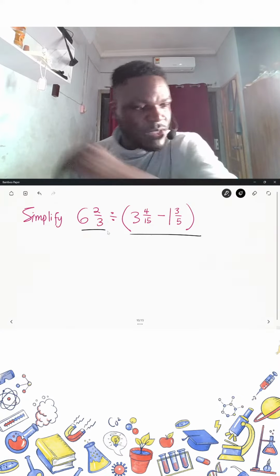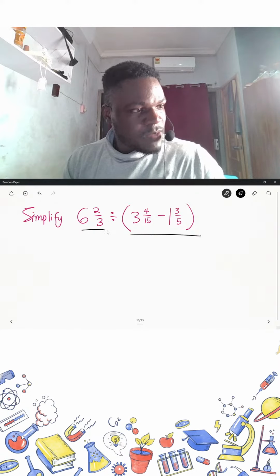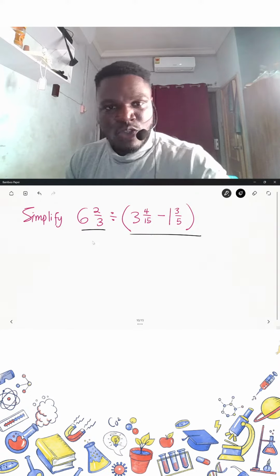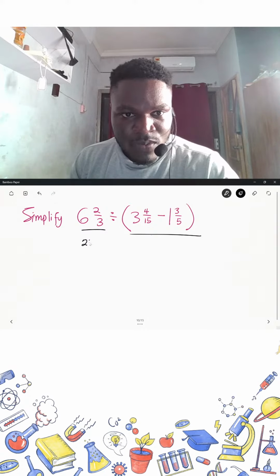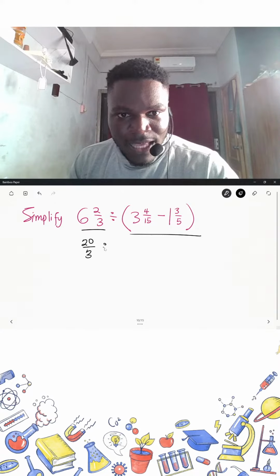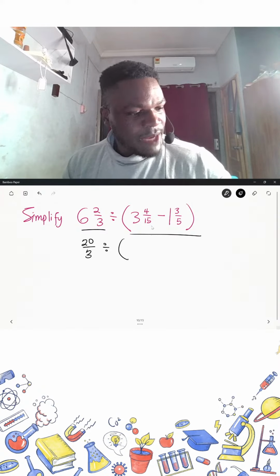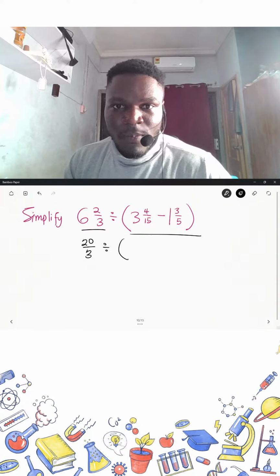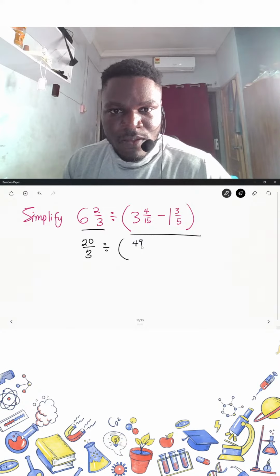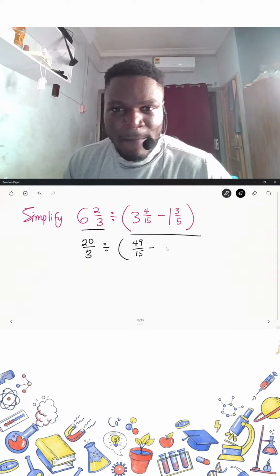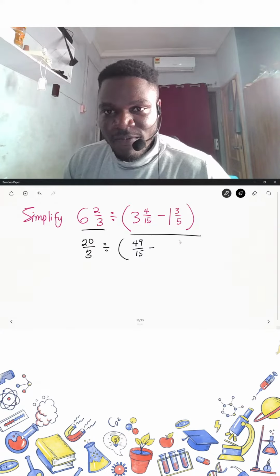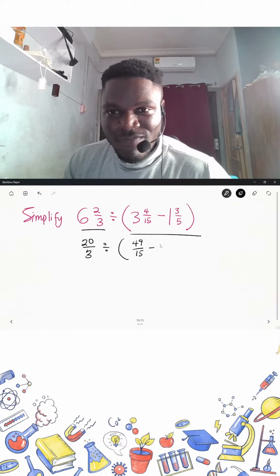So I have here 6 multiplied by 3. So 6 multiplied by 3 gives me 18, plus 2, that will be 20. So this becomes 20 over 3. Then divided by, I have here in brackets, 3 multiplied by 15 will give me 45. Then 45 plus 4 will give me 49. So this will be 49 over 15, minus 1 multiplied by 5 will give me 5. And then 5 plus 3 will give me 8. So that will be 8 over 5.